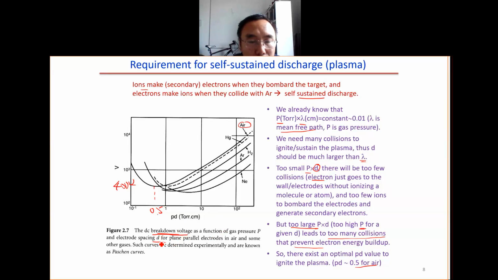D is the plane parallel electrode. D is the electrode spacing for the plane parallel electrode.